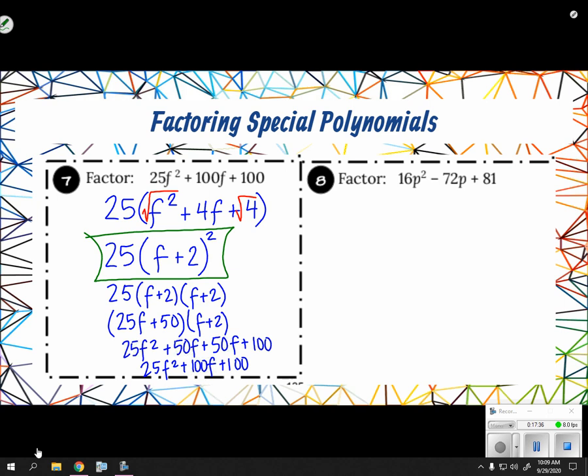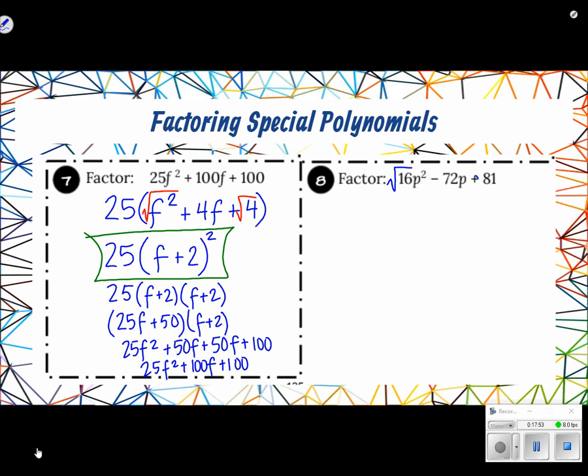All right, let's look at number 8. I don't think there's a greatest common factor. 81 is only divisible by 9 and 3, and like 27, and 16 is a bunch of 2s, so I don't think there's a greatest common factor, but 16 is a perfect square. 81 is a perfect square. P squared is a perfect square.